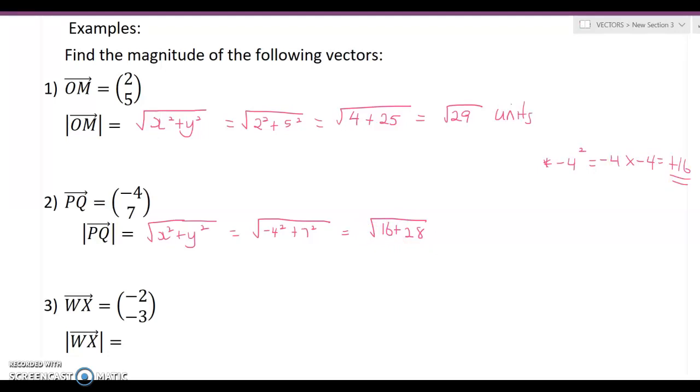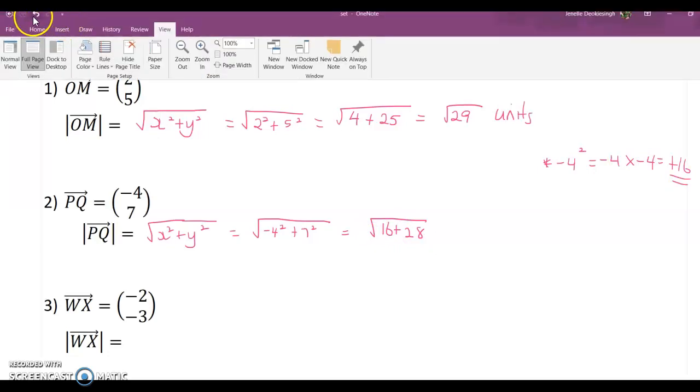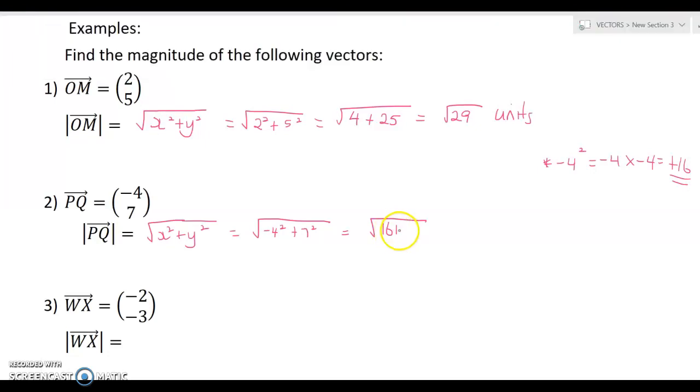Why am I saying 28? 16 plus 49. My bad. I was thinking about 4 times 7. So negative 4 squared is 16 and 7 squared is 7 by 7, which is 49, right? And again, you just add the two numbers, so we get 65, square root of 65 units. Again, you could use a calculator and work it out.